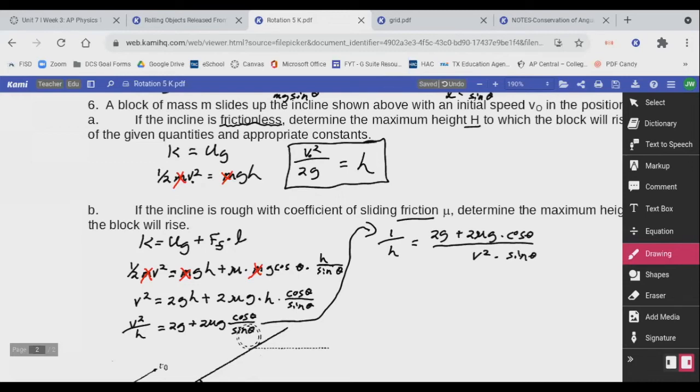Well, I don't want 1 over h. I want to flip it. I want to get the reciprocal. I want h over 1.